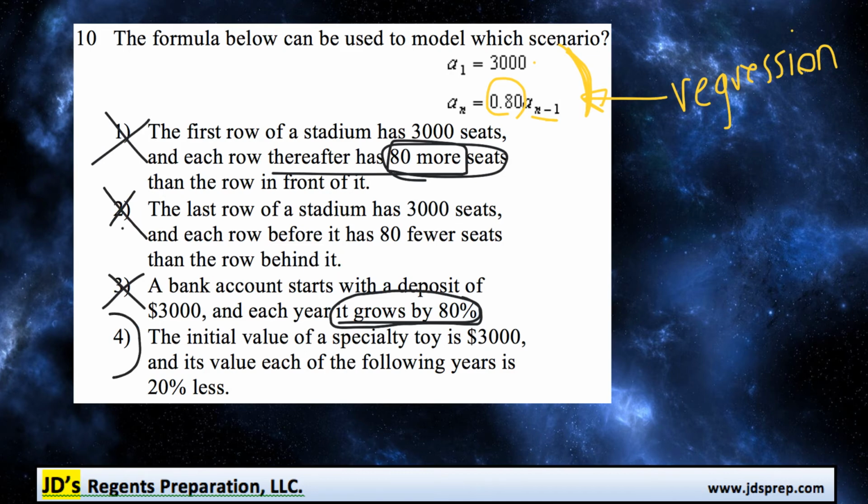So in the end, option number 4 is correct. And we can see that's the case because we have an initial value of a toy at $3,000, and each year after that, it's decreasing in value by 20%. And that makes sense because if we take 1 and subtract 20%, we would get 0.80.